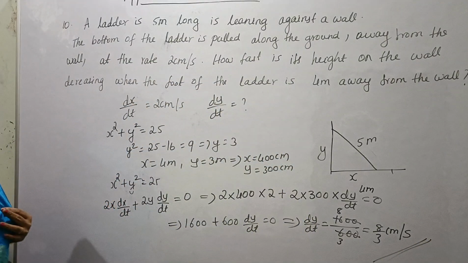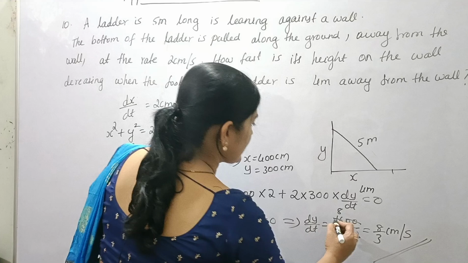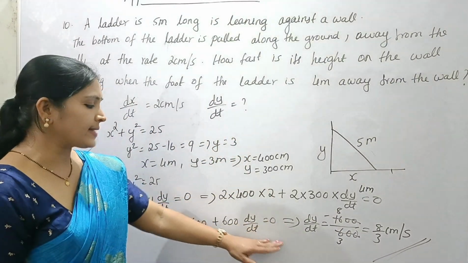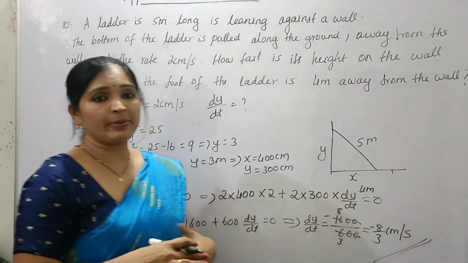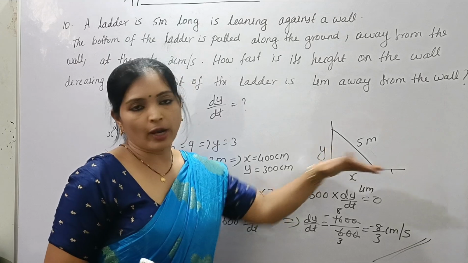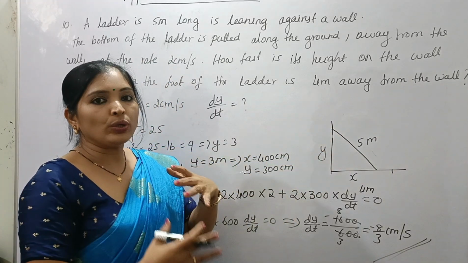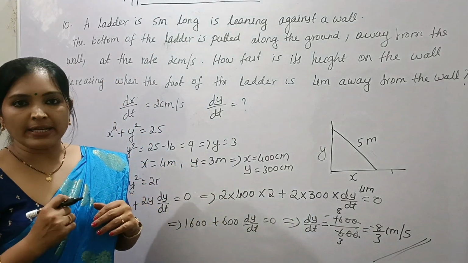So here it is minus, right? Yes, minus, because when we take this 1600 to the right side, it will be minus. So here we should get minus because it is decreasing, right? When this ladder is pulled along the ground, this height is decreasing. That means we should get minus, that is dy by dt should be negative, right?